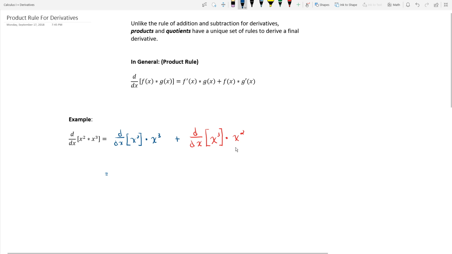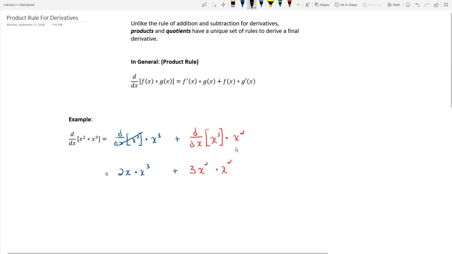We're going to have the derivative d with respect to x of x squared. So that's going to be 2x. So that's taken care of. And then we just bring down, multiplied by x to the third. And then we're going to add that. And next we have the derivative here of x to the third. So we're bringing that down. So we have 3x to the second power. And we bring down our x squared, so multiplied by x squared.